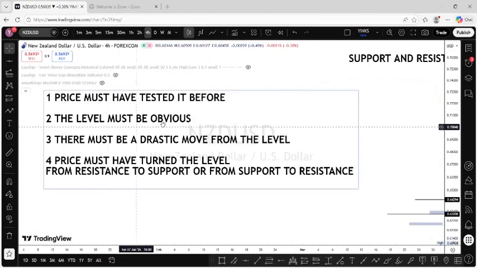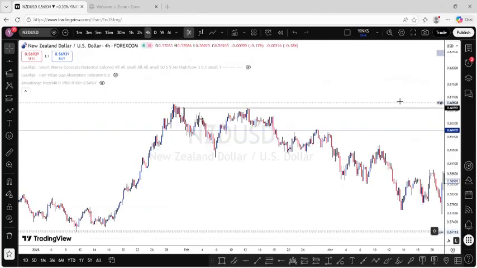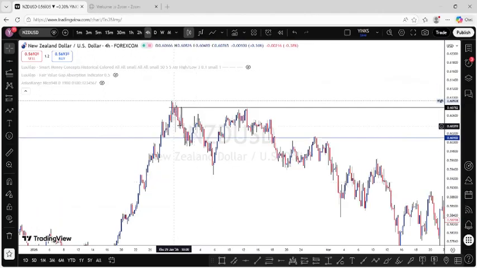Now, the level must be obvious. Let's look at it. When price tested it right here, you can see the drastic move. Now, when price tested it again, you can see another drastic move. When price tested it again, you can see another drastic move. So, criteria 2 is met.